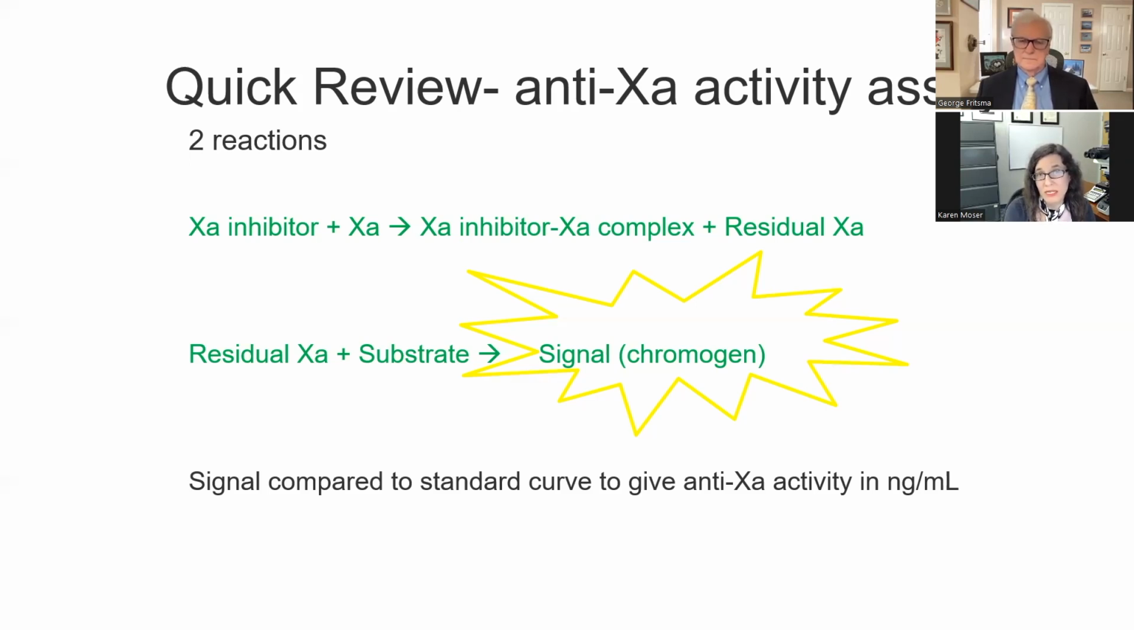The key difference here is the calibrator that we choose to use. So we can calibrate this parent anti-10A activity for unfractionated heparin, for low molecular weight heparin, or for the direct 10A inhibitors, rivaroxaban, apixaban, and edoxaban. So we have to choose an appropriate calibrator set for the drug we're trying to measure. I have just a quick review diagram here that I'm sharing, showing how the chromogenic anti-10A activity assay works. Basically, we're measuring the ability of 10A inhibitor complexes with 10A.